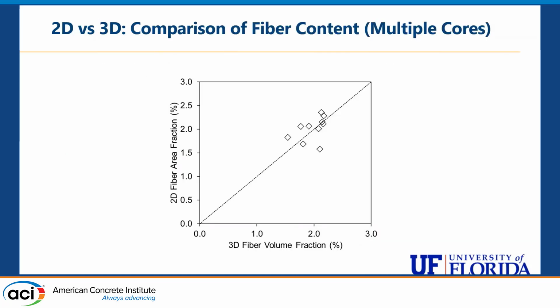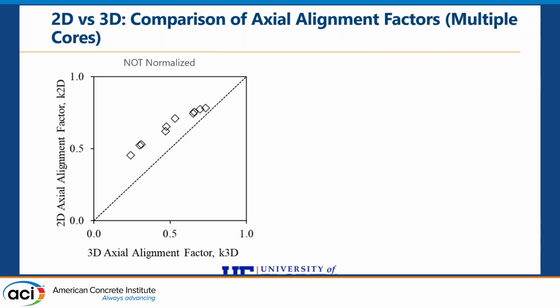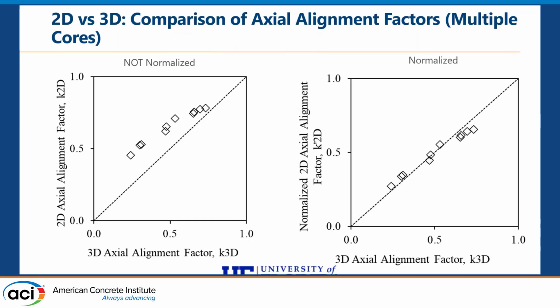So the first result you're seeing here basically represents the fiber content in the concrete based on 2D analysis in the vertical direction, on the y-axis, and 3D analysis on the x-axis. And they are all within around 2% of the fiber content, which makes sense. And they're fairly close. And then the next result, we compare the axial alignment factor between 2D and 3D without normalization and with normalization. The normalized one has a much better correlation there.